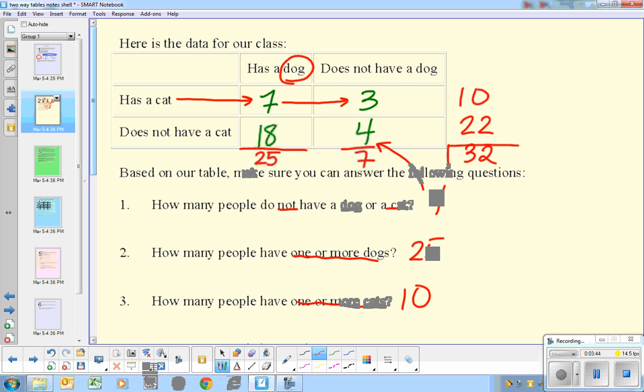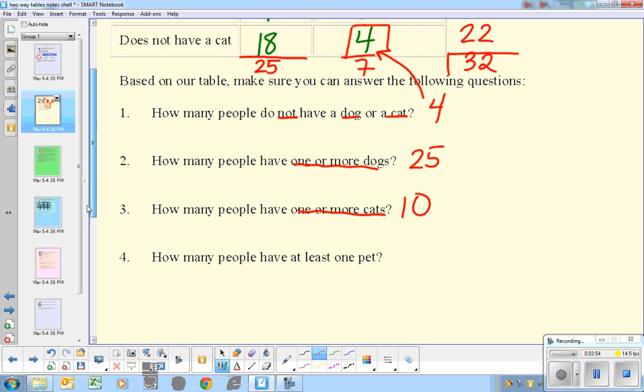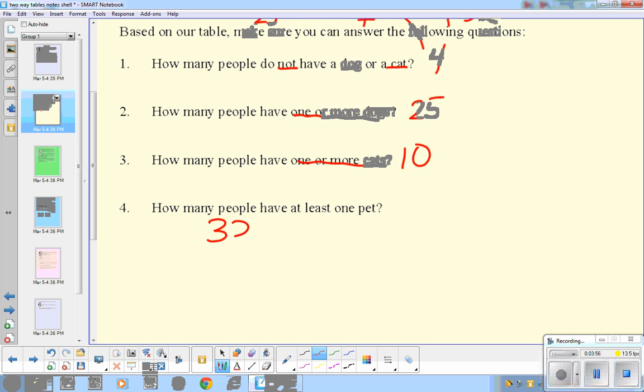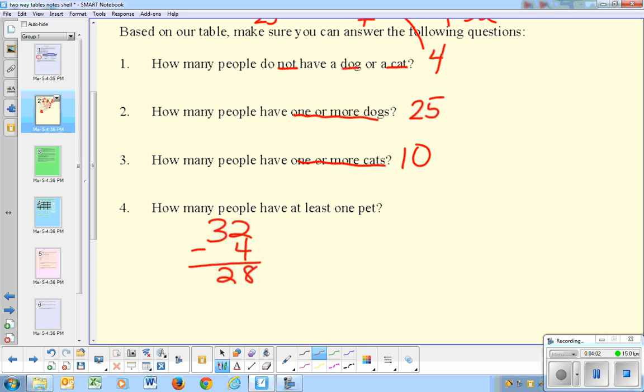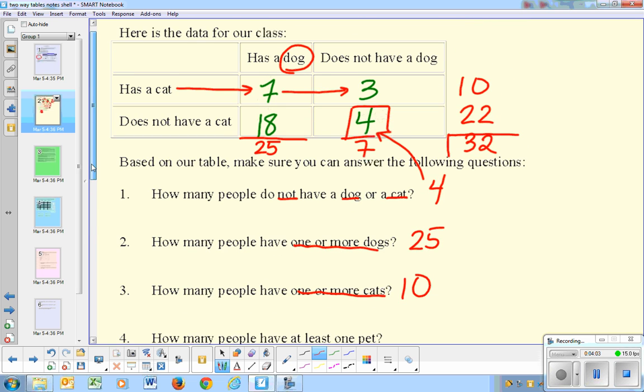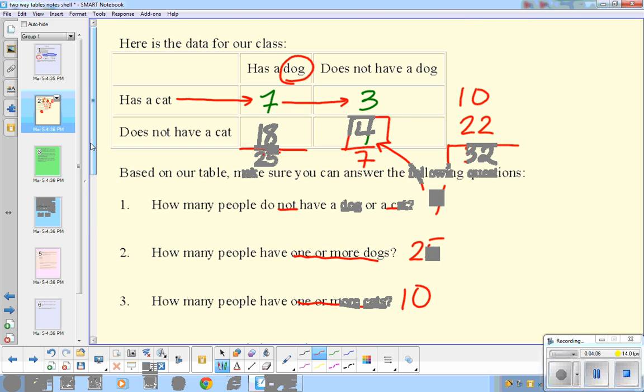And of those 32 people, we already looked at these 4. What were those 4 folks again? Right, the people who don't have a dog or a cat. So if there are 32 people total and 4 of them don't own a dog or a cat, that means that 28 people do own a dog or a cat. Okay? So that would be one way to handle it. We also could have added together these 3 numbers. Okay? That's the same exact consequence. Now, that hopefully shows you kind of your way around a two-way table.